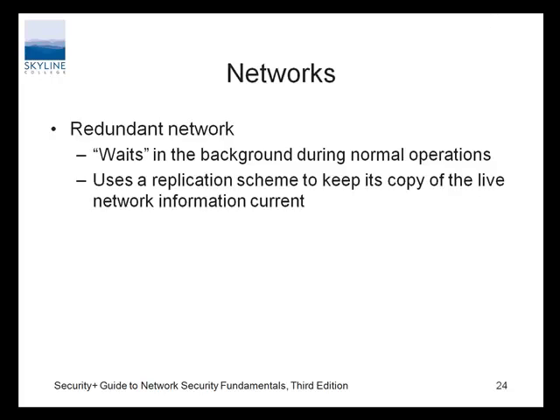Redundant networks wait in the background during normal operations and use the replication scheme to keep a copy of the network information current. This would be a big deal, but if you ever look at any of the Cisco stuff, they have all of the redundancy set up in their three-level networking model. Even in switches, we'd have multiple paths so that if one switch went down, we would have the ability to get someplace else.